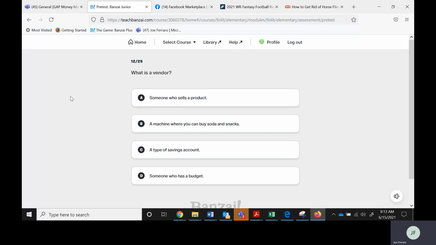Twelve, what is a vendor? A, someone who sells a product. B, a machine where you can buy soda and snacks. C, a type of savings account. D, someone who has a budget.